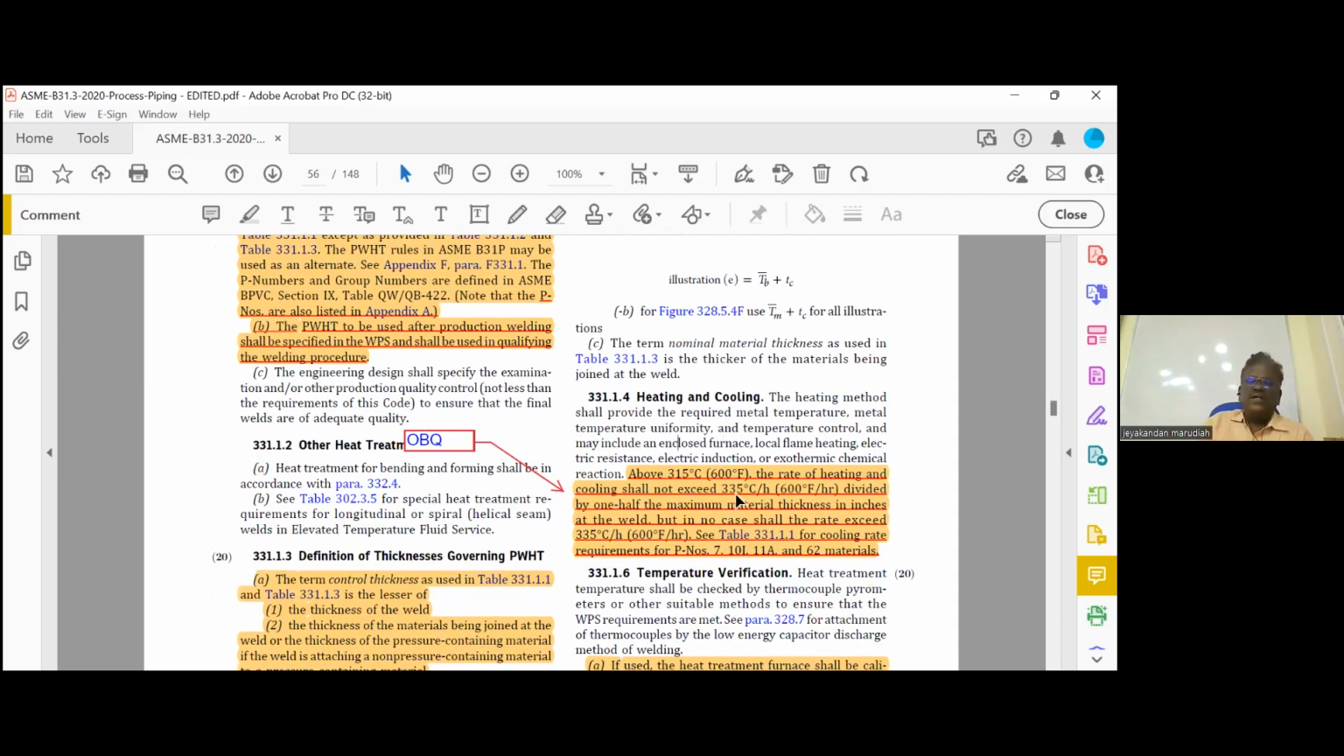Above 600 degree Fahrenheit, the rate of heating and cooling shall not exceed 600 degree Fahrenheit per hour divided by one half of the maximum material thickness, but in no case shall the rate exceed 600 degree Fahrenheit per hour. That is an important open book question. 331.1.4.